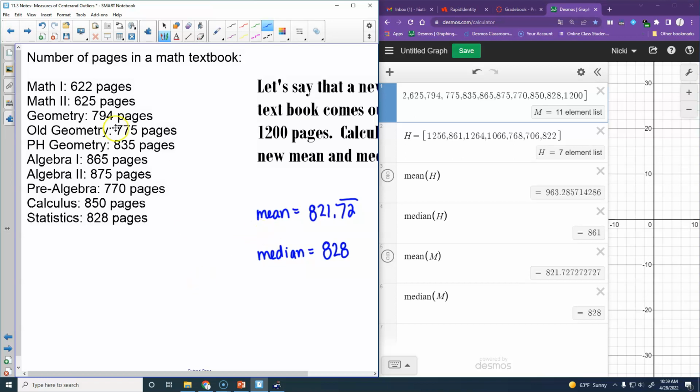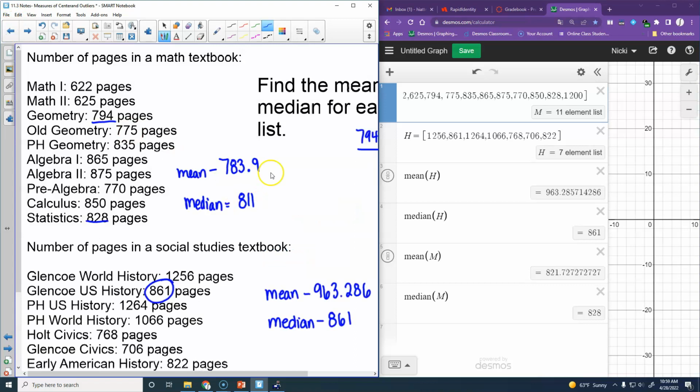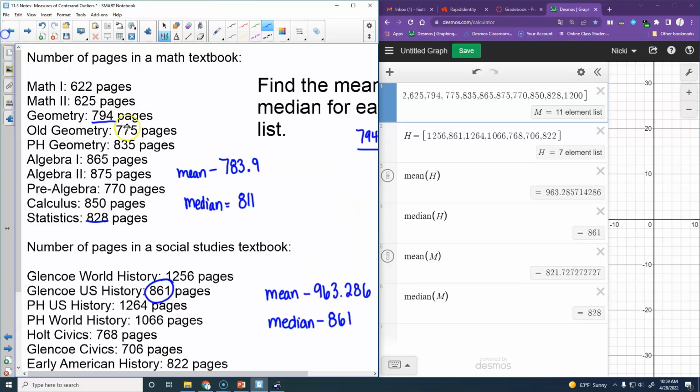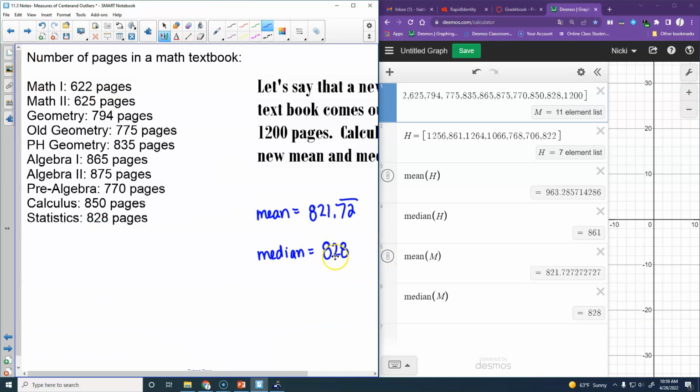The mean went from 783 to 821. That's up by almost 50, right? Whereas the median went from 811 up to 824. So it just increased like 15 or 17 there. So notice the median was not as strongly affected by that outlier that we added. So keep that in mind.